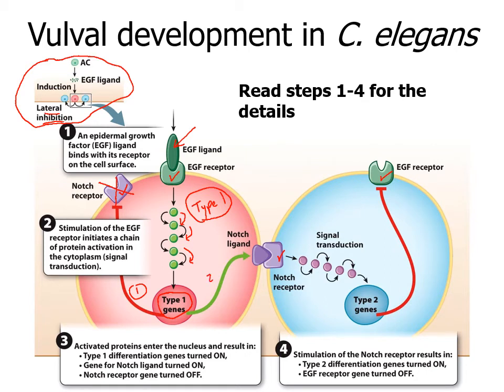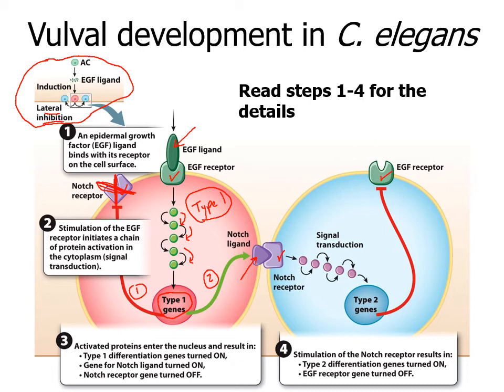Secondly, we're going to produce a ligand that is going to bind to the Notch receptor. So we produce the Notch ligand here in the type 1 cell. It is released and picked up by the Notch receptor. Because we are producing a Notch ligand in the type 1 cell, we want to get rid of that Notch receptor in the type 1 cell, so we're not signaling ourselves. So that's why we knock down the Notch receptor.